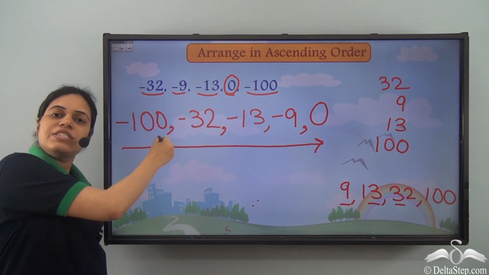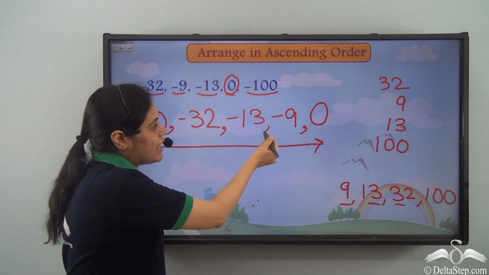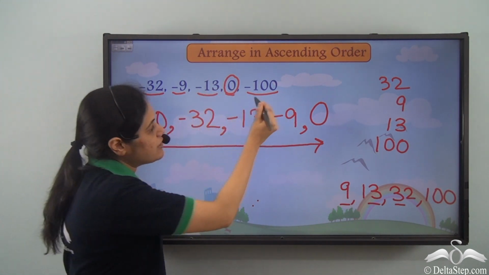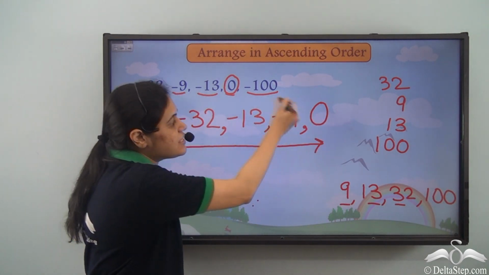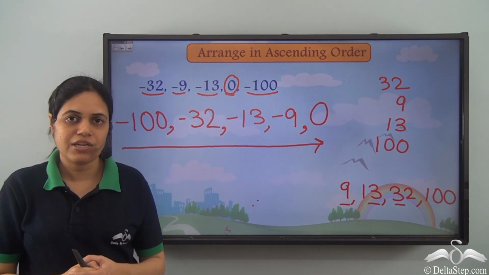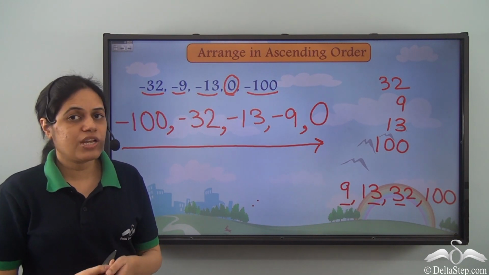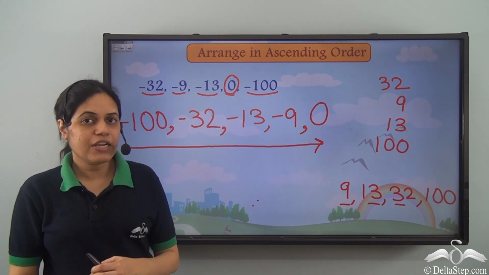Negative 32 is greater than negative 100. Negative 13 is greater than negative 32. Negative 9 is greater than negative 13. And 0 is greater than negative 9. So this is how you can arrange the numbers in ascending order.